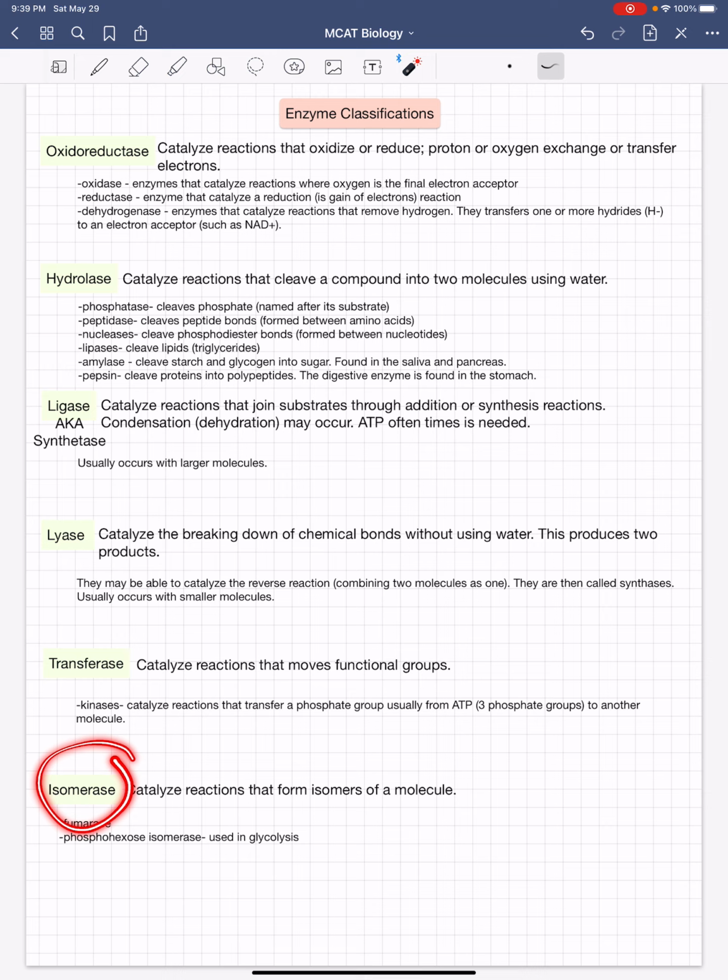Isomerase enzymes catalyze reactions that form isomers of a molecule. Fumarase is an example of this enzyme, as well as phosphohexose isomerase, also known as PHI, which is used in glycolysis. And so the reaction can look something like this.